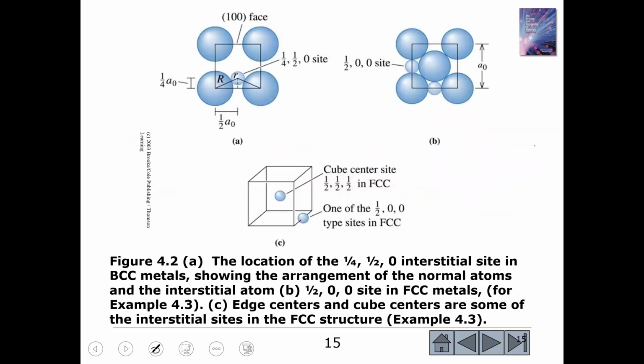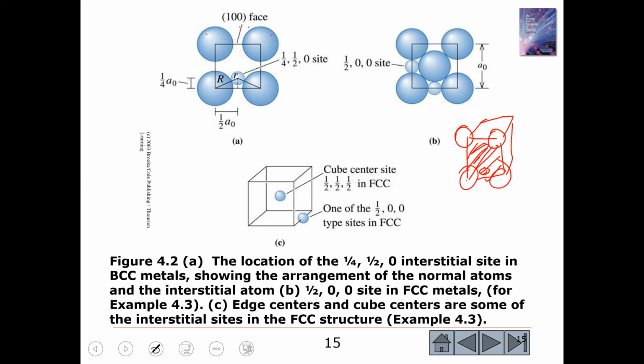Okay, now if you take this 100 face, right? So which one is the 100 face? If I draw a unit cell, this side is the 100 face. So if you look at the 100 face, you're going to find an atom here, here, and here, which are these 4 atoms, and an interstitial here, right? So which is this atom, the light blue atom with small r.